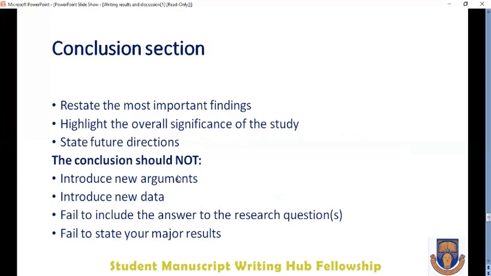Your conclusion restates the most important findings. I've talked about this. Highlight the significance of your study and state direction. Do not introduce new arguments. Do not introduce new data. Do not fail to include the answer to the research question. Yes, this is very important.